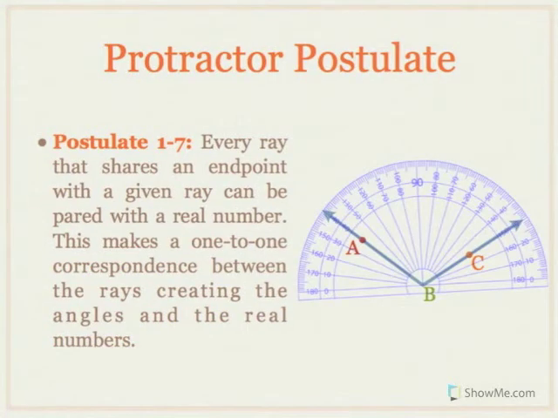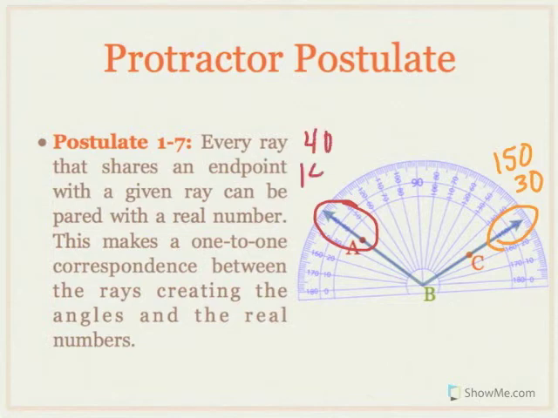Isn't technology wonderful? You can see here that there are numbers associated with the ray BC. There is both the number 150 and the number 30. And here, associated with the ray BA, are the numbers 40 and 140. And we will talk about what they mean and how we use them in our next example.